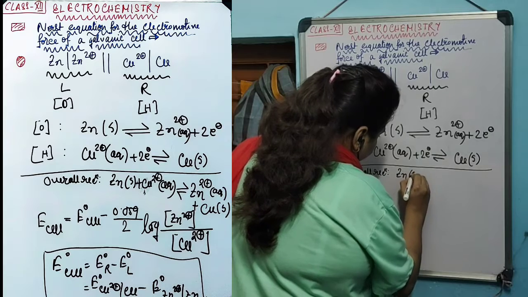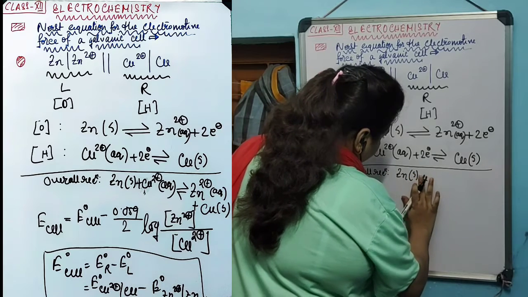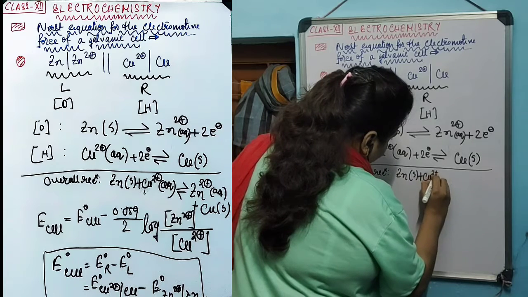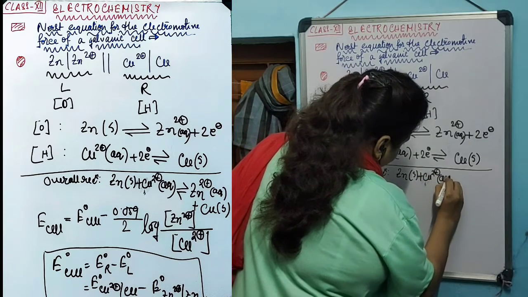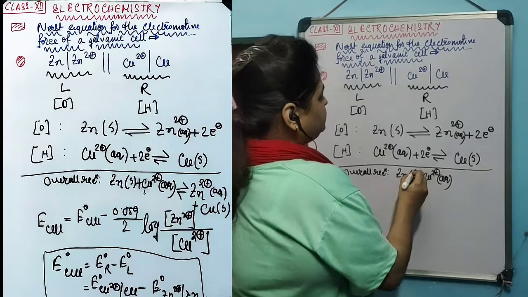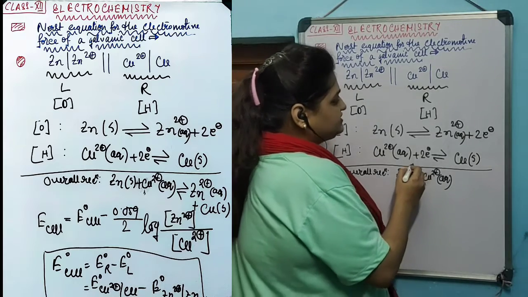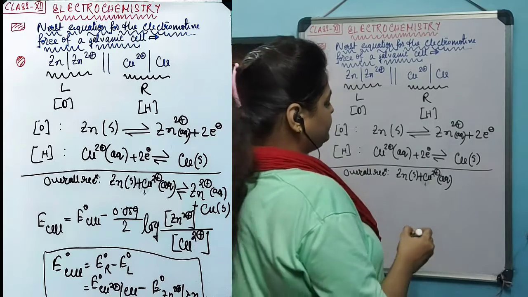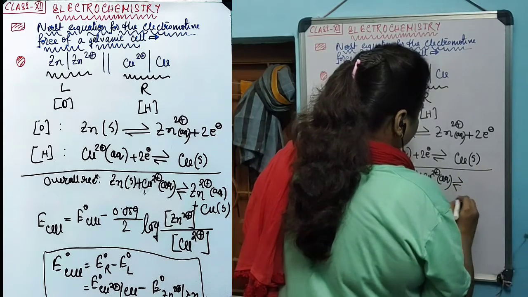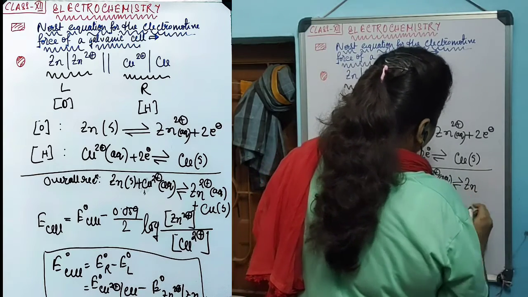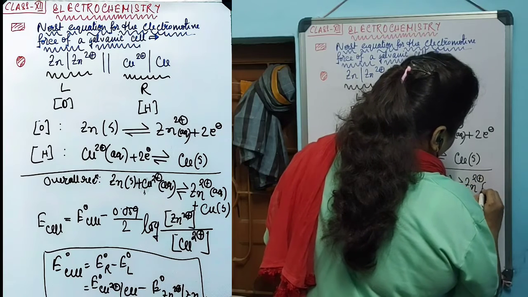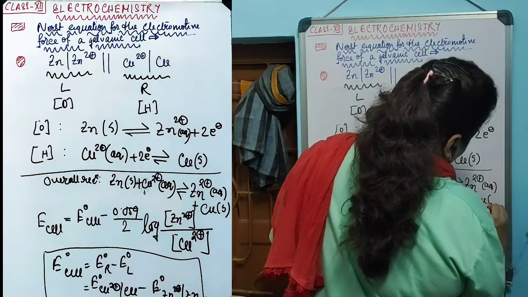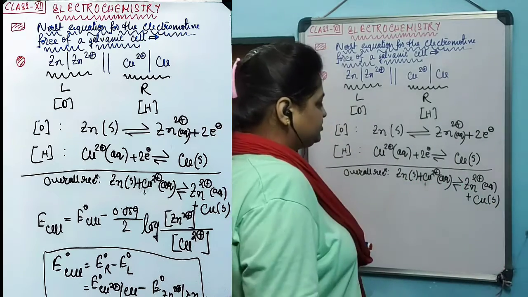On this side, zinc solid plus copper 2 plus aqueous, and the 2 electrons on the left-hand side will cancel the 2 electrons on the right-hand side. That's why we do not need to write these 2 electrons. And on the right-hand side, zinc 2 plus aqueous plus copper solid. This is the overall reaction.